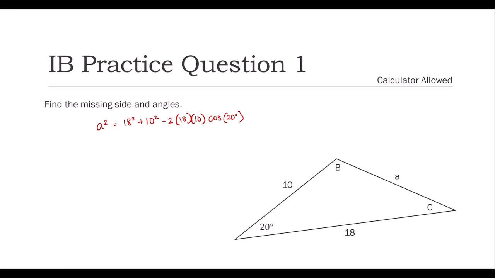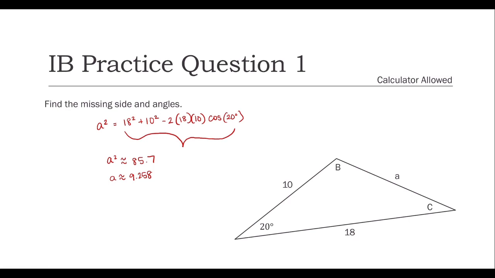So since the calculator is allowed, we don't need to go through all the work of simplifying this. We can just plug this all in the calculator. So we'll get that A squared is approximately 85.7. So A is approximately 9.258. So now that we have angle A and side A, we can switch to using the law of sines. And we're going to solve for angle B.